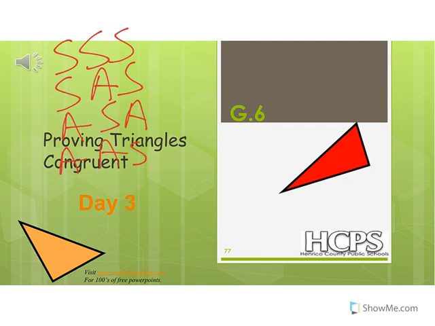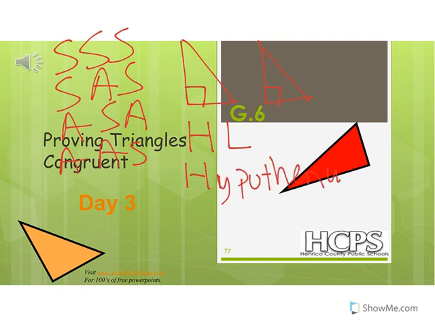Okay, today we will introduce a new postulate, and this only applies if you have two right triangles. The theorem is called HL. H stands for hypotenuse, and L stands for leg. So if we have two right triangles, and the hypotenuses are congruent to each other, and one of the legs are congruent to each other, then the two triangles are congruent by what we call HL. And remember that this only works for right triangles.